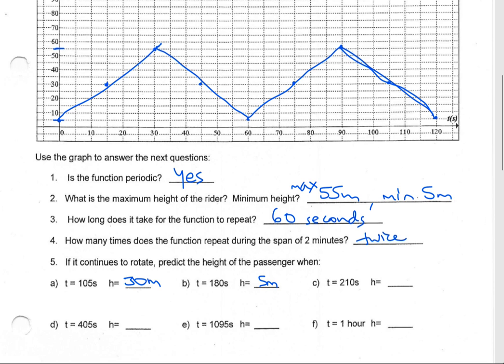If t is 210, well, we know that every 60 seconds, we're back to the same height. So I can take 210 and subtract 60, and I get 150, but I can actually even subtract 60 again. I can keep subtracting 60 until I get a value of seconds that is in the first cycle. Remember, we talked about a cycle being the thing that's repeating. 210 seconds would be the same height as 30 seconds, because every 60 seconds, I'm back to the same location.